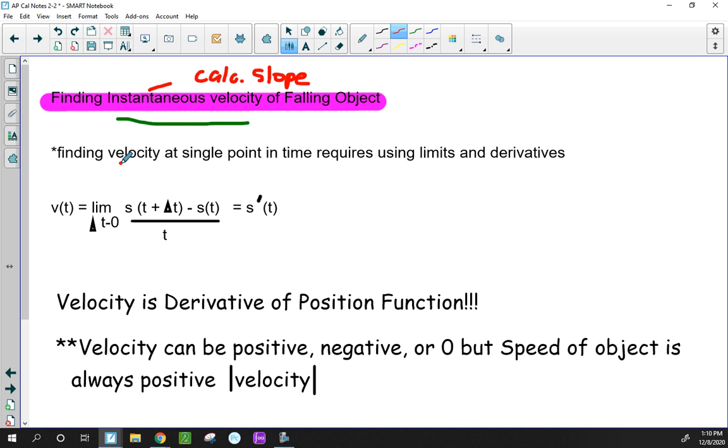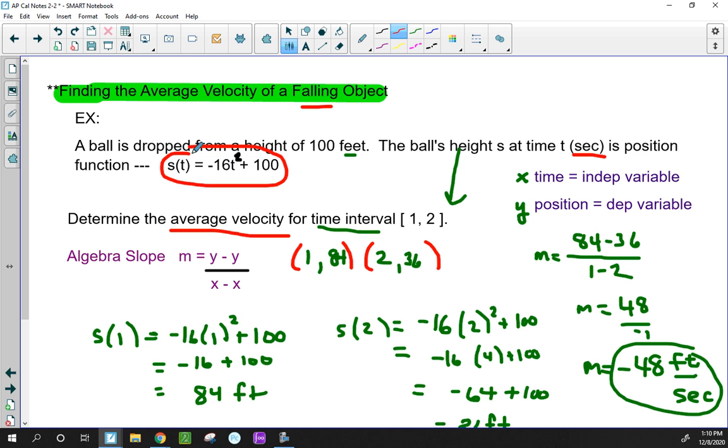So if I'm asking you to find the speed and the direction of an object at a single point, then that's where calculus comes into play. Average velocity is where I give you two different ordered pairs or a way to find them, and that's why we can use algebra.